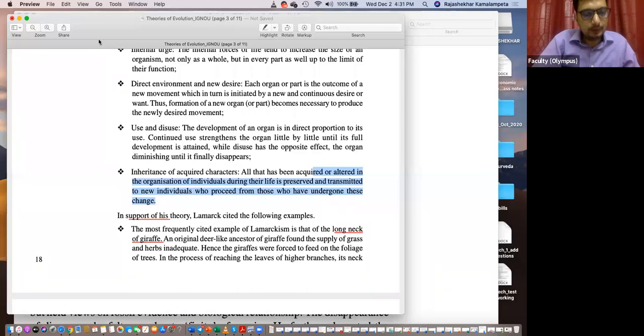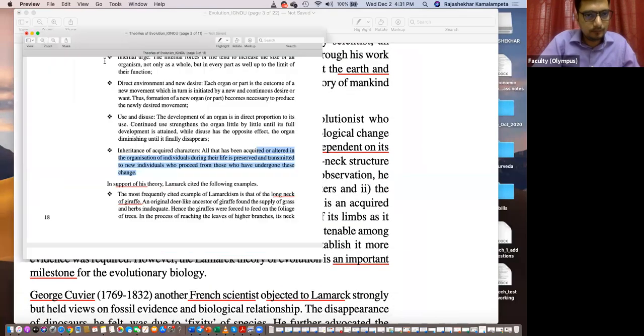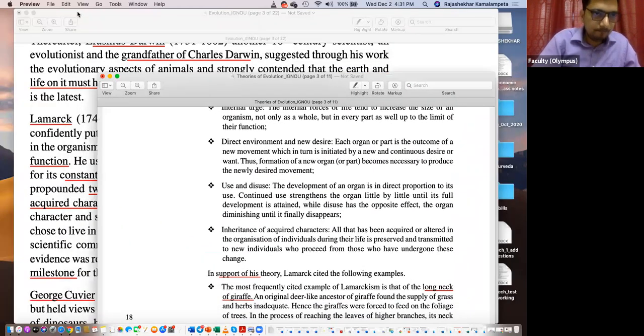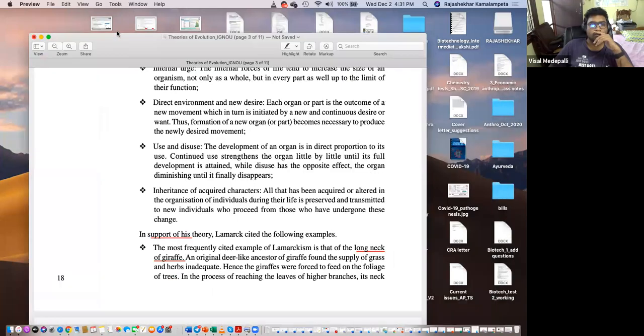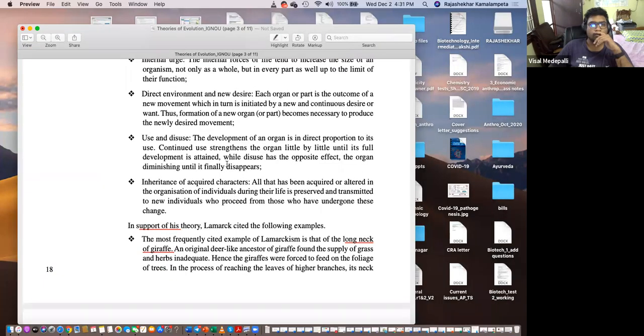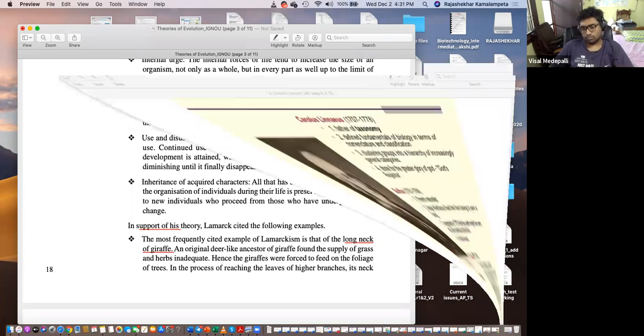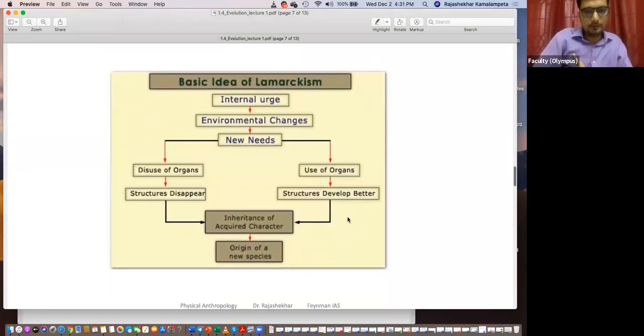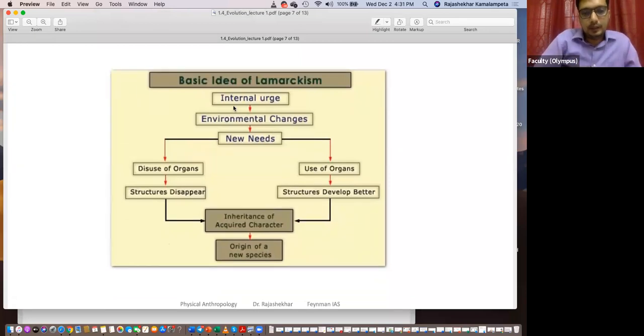Let me show you this image. This one. So he said there is an internal urge, acted upon by environmental changes. He thought the internal urge was existing, inherent. That is how he thought. And then there was a need created for that. An environmental change happened, and then new needs have arisen.